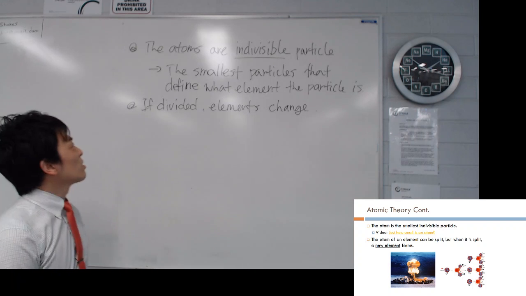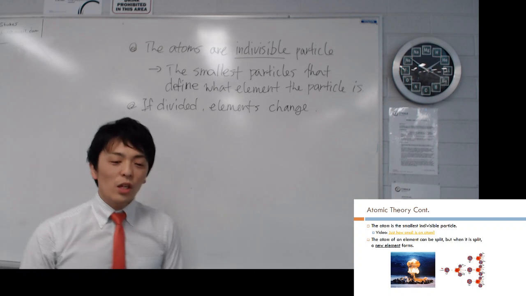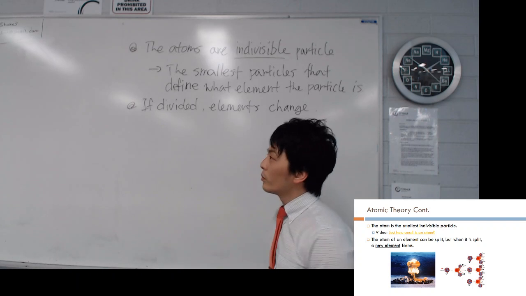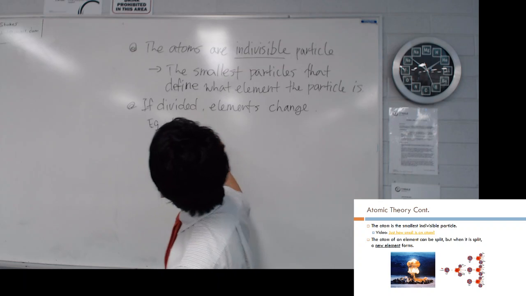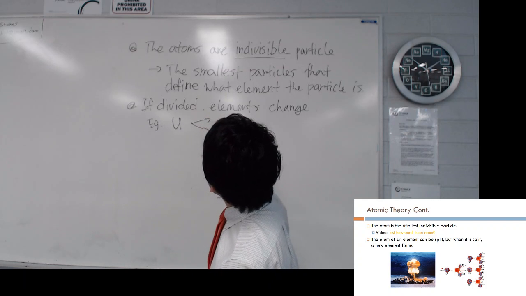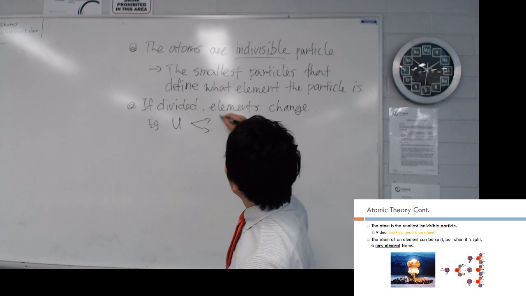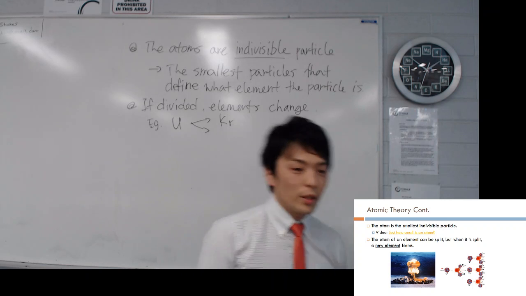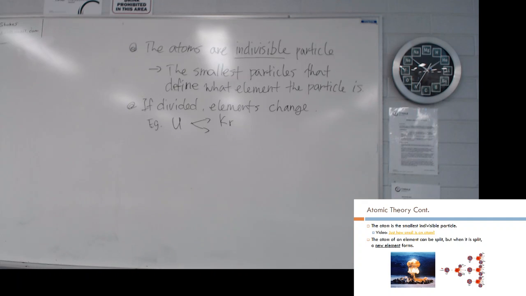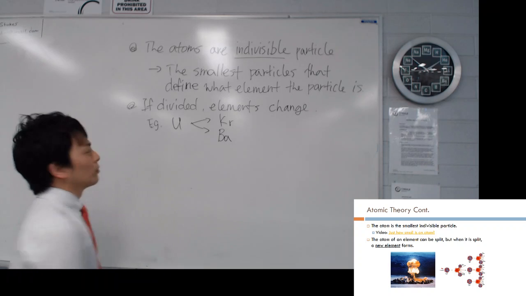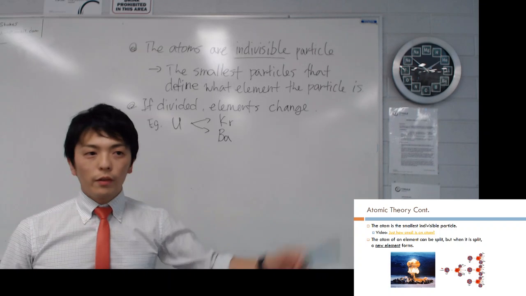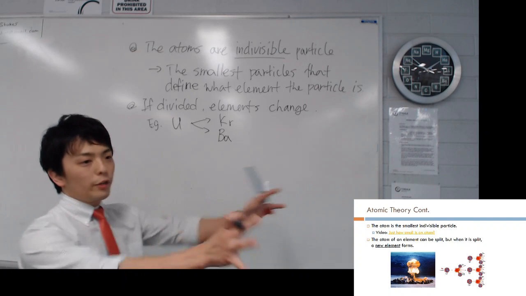In the simplest language, if divided, elements change. For example, uranium can split into, I think one is krypton. There's actually a diagram here. Krypton and Ba, barium. And it spits out free neutrons, which would cause a chain reaction.